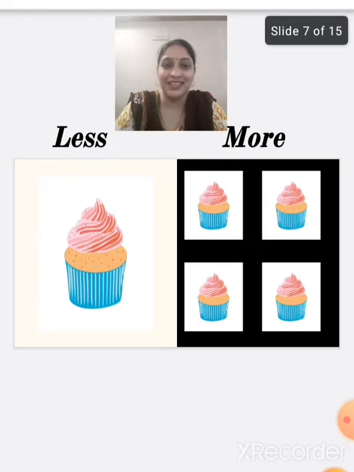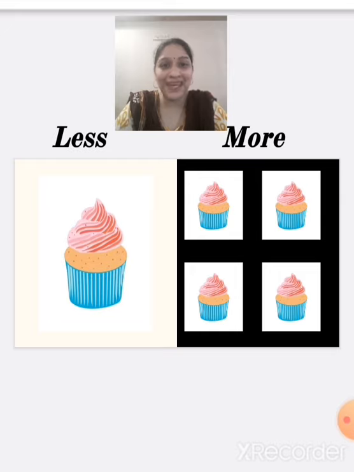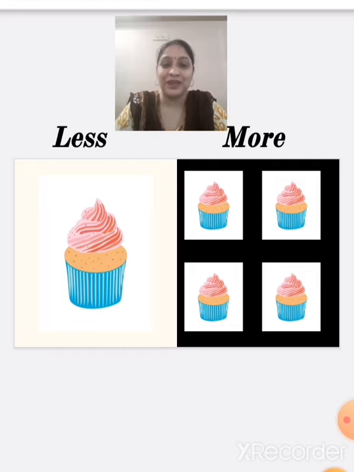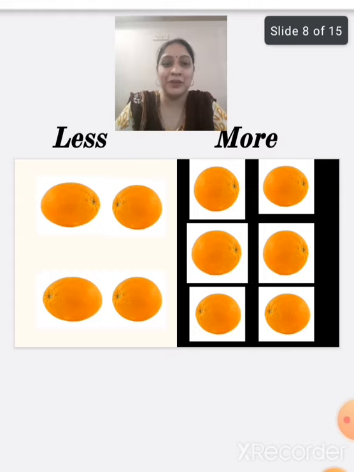Okay children. Yes, cupcakes. These are cupcakes. Let us count them. One. Only one cupcake in this set. 1, 2, 3, 4. Four cupcakes in this set. So this is less than this set. Here we have more cupcakes. Right. Okay, we'll see one more example.